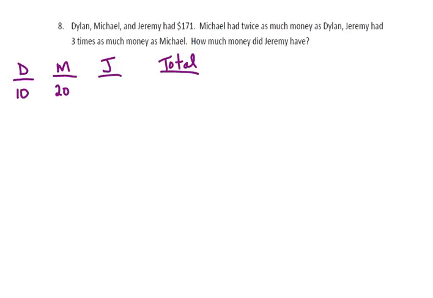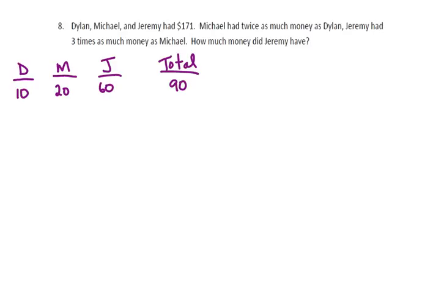which is $60. So this is all based on Dylan's amount is what is really driving the problem here. Michael has 2 times Dylan, and then Jeremy has 3 times whatever Michael has, which again is based on what Dylan has. So the total at this point is going to be $90. Now, it might seem obvious or might not. We need to get to 171.